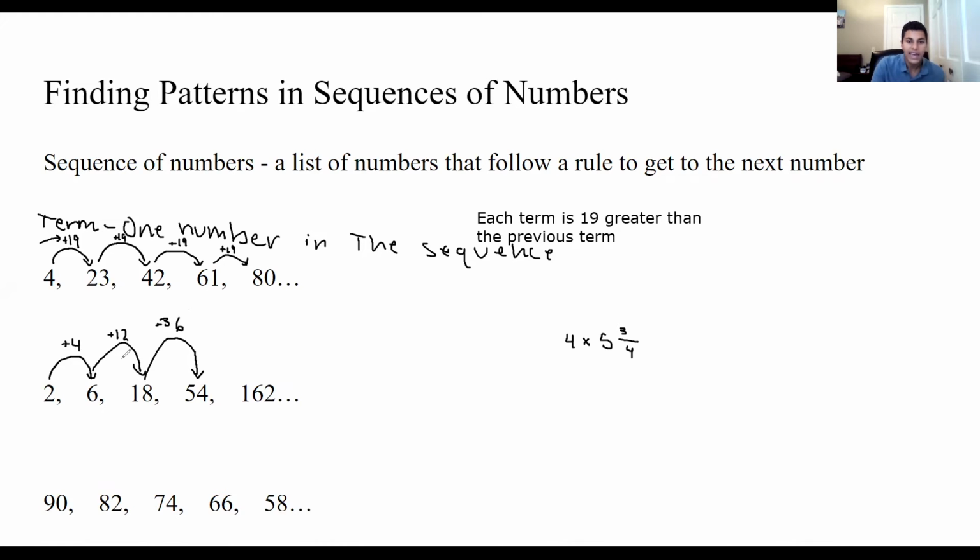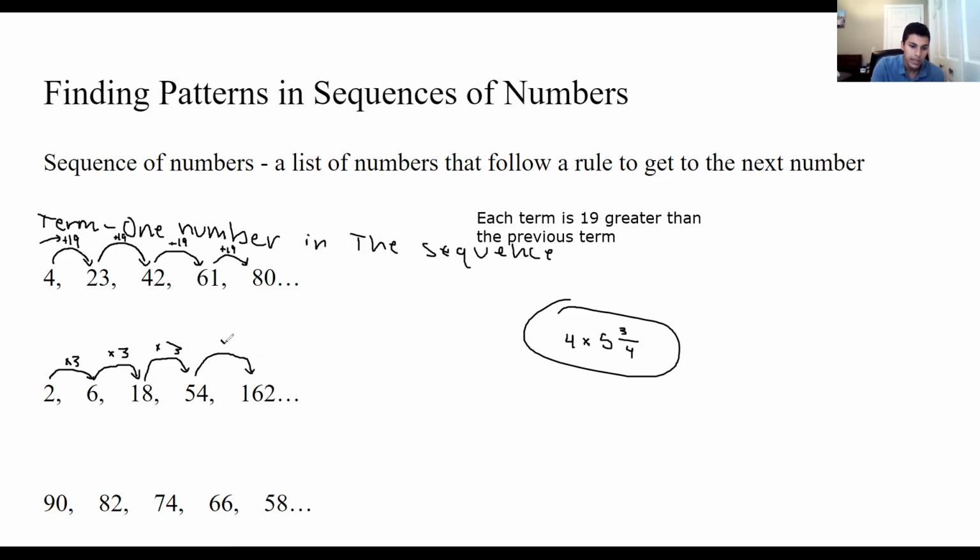So obviously, adding isn't the rule for this one. Now, last time we also tried multiplying, but we ended up with a fraction. Remember, we had 4 times 5 3/4, and that's not very nice. But in this case, we can multiply 2 times 3 to get 6. Now, let's test that for the rest of the terms. 6 times 3 equals 18. And 18 times 3 equals 54. And 54 times 3 equals 162. So multiplying by 3 is our pattern.